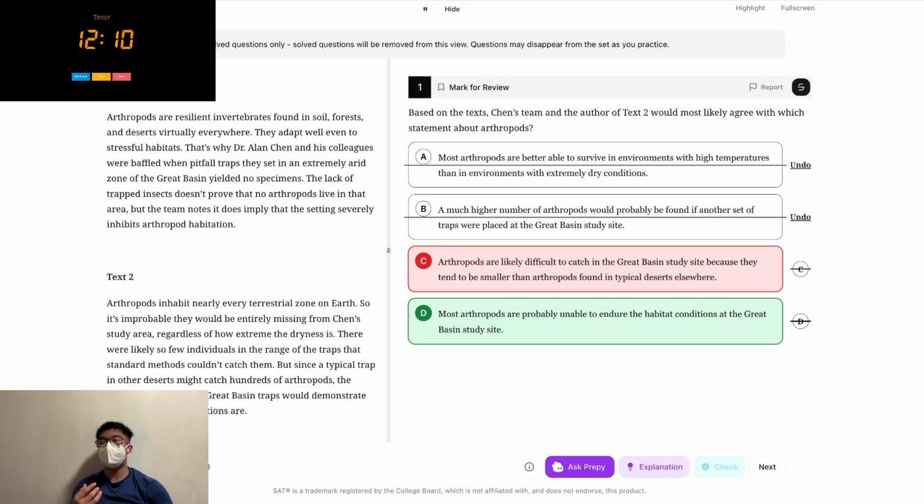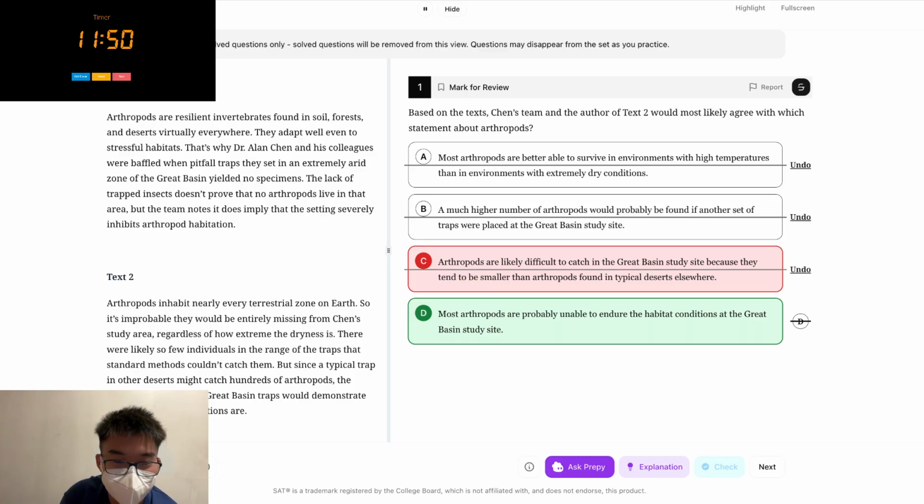When I read this one, I thought C was saying that you can find these arthropods somewhere else. I think this is incorrect, because it's talking about how they're smaller, and I don't think the passage mentioned that. So 1, 2, 3 does not support this one.